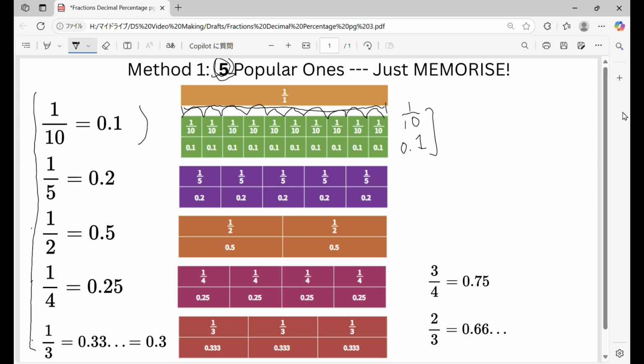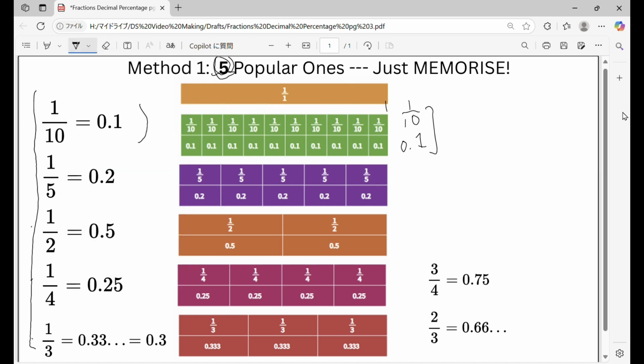This is a rule. And then when you have 2 parts of 1/10, 1, 2, that's of course 2/10, which is 0.2. But you will notice it is actually the same as 1/5. Why? Because if you take 2 parts of 1/10, it's the same as dividing 1 into 5 equal pieces, which is the same as 1/5.